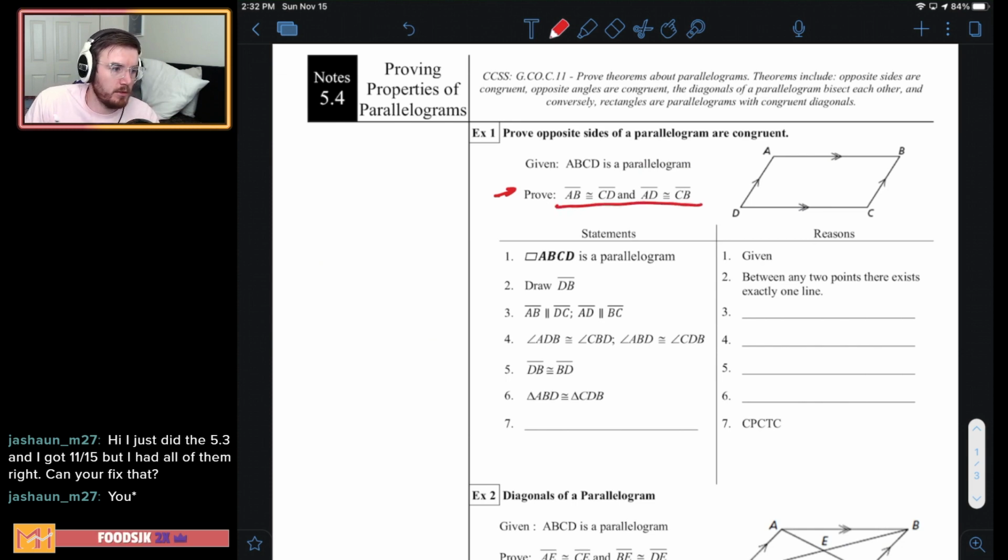Hi, I just did the 5.3 and I got 11 out of 15, but I had all of them right. Why did I mark them wrong then? If it was right, what was the situation?